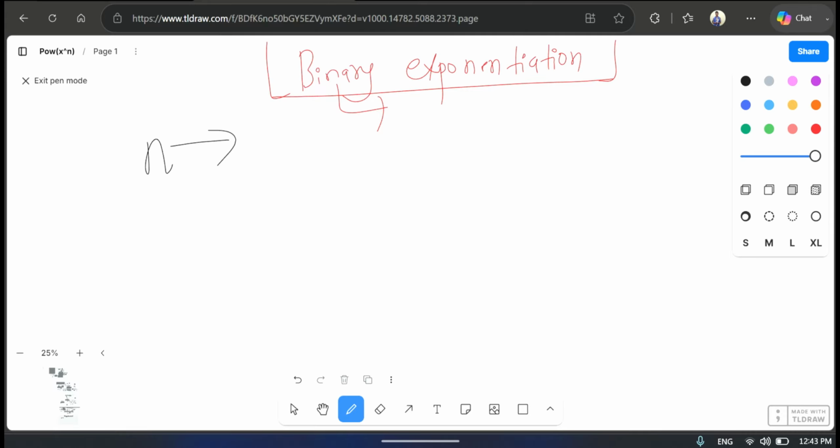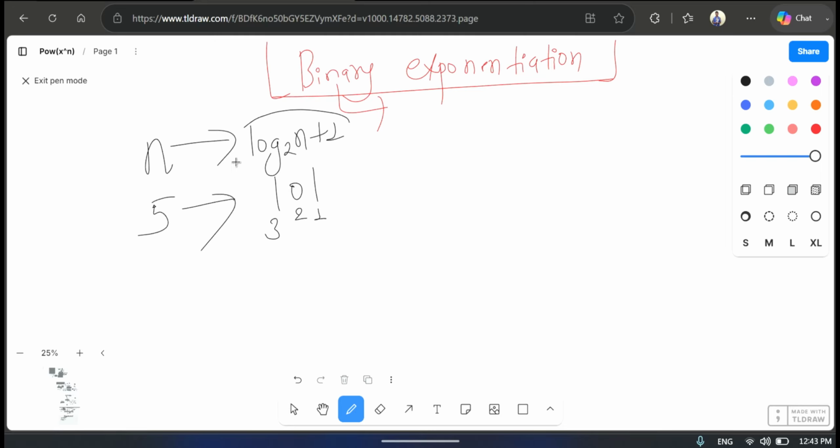The binary representation of that number will have exactly log base 2 of n plus 1 digits. So let's say you have 5. If you convert this decimal into binary format, it's going to be 101, right? Now if you count the digits in here, you have 1, 2 and 3.